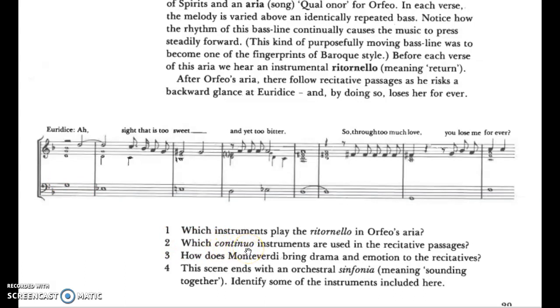So listen to what you hear there. How does Monteverdi bring drama and emotion to the recitative? So is the music loud? Is it sad? What tension do you hear there? This scene ends with an orchestral symphonia. That means sounding together. Identify some of the instruments included here. So you have to listen to this aria, and these are the questions that you have to answer on the Google Classroom. There are different examples on YouTube that you can find and listen to, but I will include this one for you.